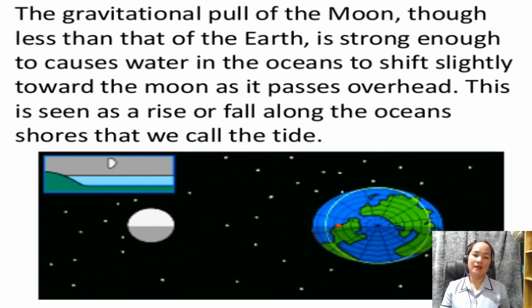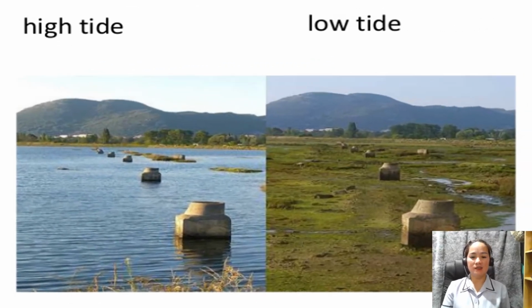Wait, there's more. The gravitational pull of the moon, though less than that of the Earth, is strong enough to cause water in the oceans to shift slightly toward the moon as it passes overhead. This is seen as a rise or fall along the ocean shores that we call tide. So there is the effect of the gravitational pull of the moon in the oceans. This is what we call high tide and low tide.